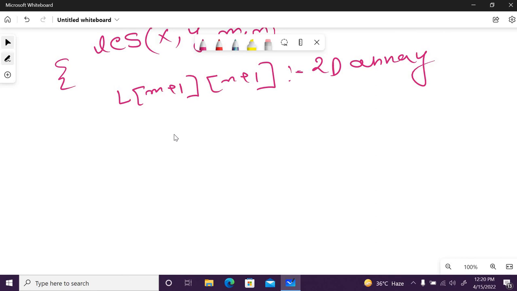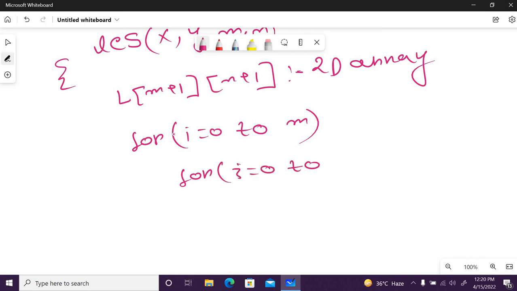We will use 2 for loops here. The first for loop is i equals 0 to m. It will go up to m. And the second for loop is j equals 0 to n. Why m and n? It is m and n because I am taking the whole length of the strings. I am starting from 0. Why am I starting from 0? You will see.